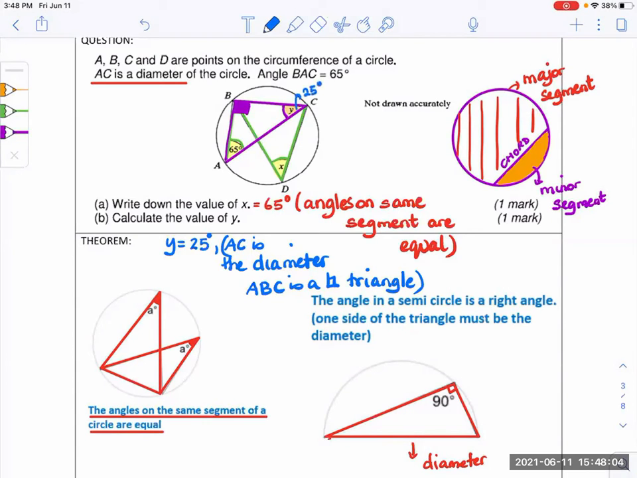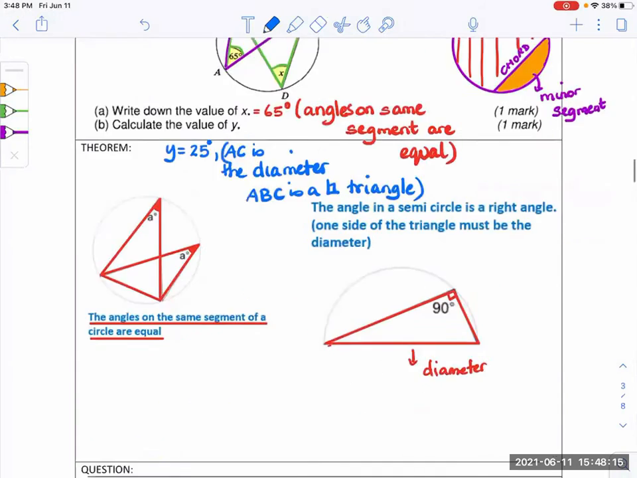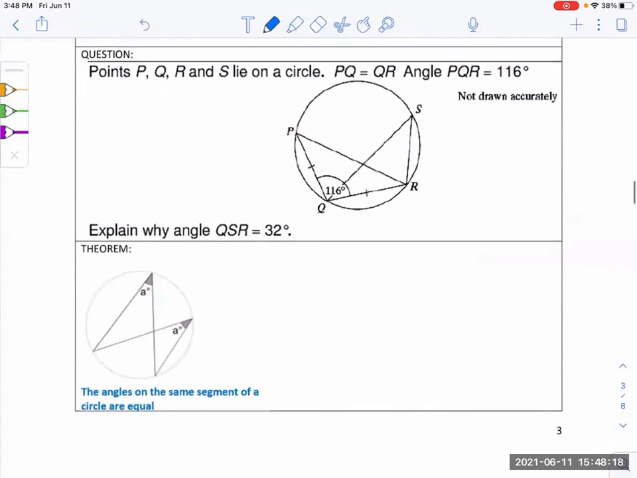Very good. Now, I need you all to see the relationship between the question and the theorem. That is why we're going through it slowly and taking our time. Let's go again. Look at our diagram. P, Q, R and S lie on a circle. PQ is equal to QR, and the angle at PQR is 116. Explain why QSR is 32. Now, you see this line here? This line indicates that the length of PQ is equal to QR, and it was stated in the question.